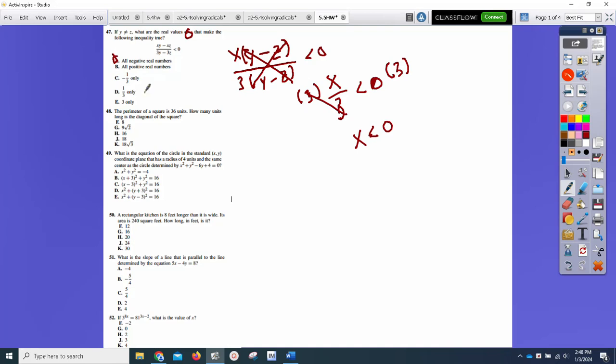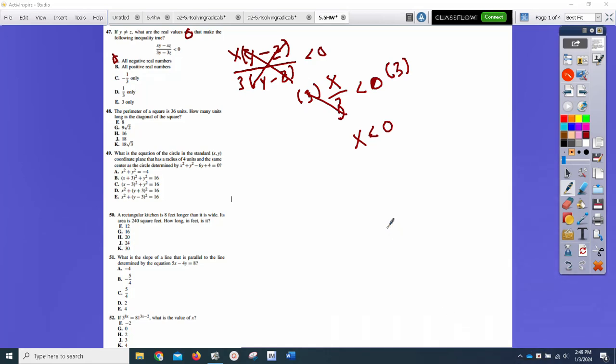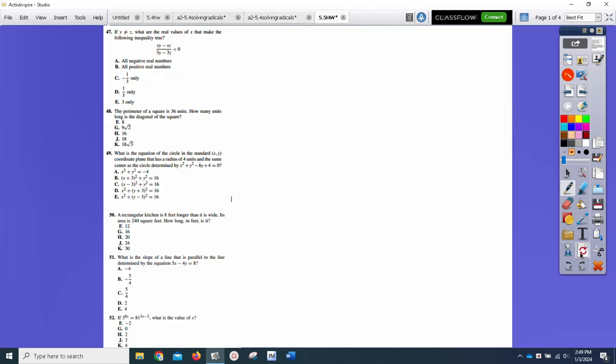Let me pause this real quick and see if there's anything else I can do to my laptop to try and get it a little bit faster. All right, so I closed some stuff down. Maybe it'll work better. We'll find out. I don't have much faith in it.